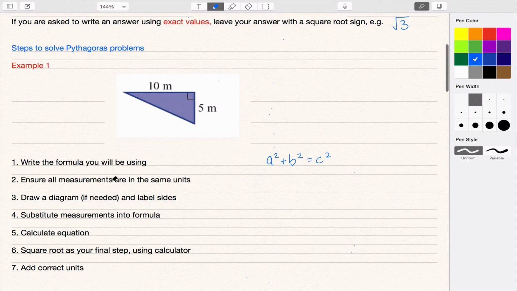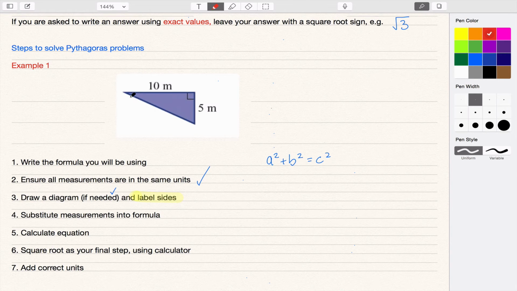Step number 2 is to ensure all the measurements are in the same units. We've got meters here, we've got meters here, so we're good to go. Step 3, draw a diagram. It's already drawn for us. And label the sides. Really important to do this so you don't get confused later on.